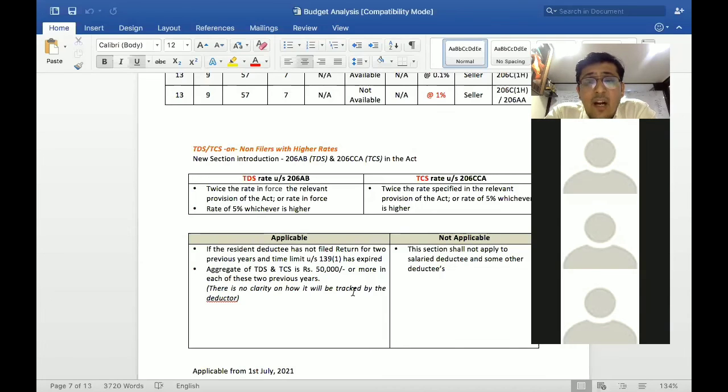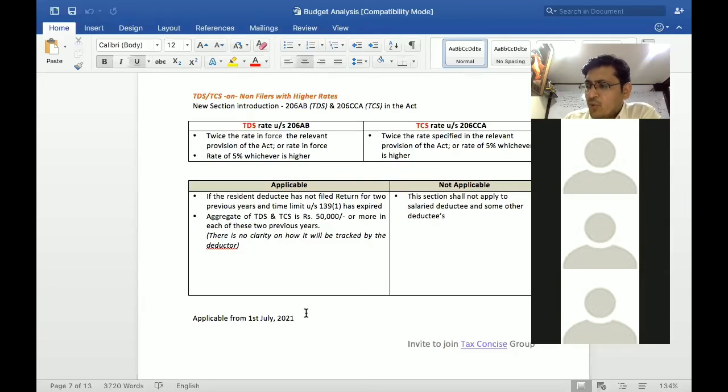Now, of course, the question arises: how do we know as a deductor whether he is a non-filer? So, what I understand is that there will be a mechanism which will come out as a part of the portal, where you would be able to check through PAN number whether the returns are filed or not filed. So, as a part of cross check, we can always see whether he is a filer or not a filer. I think that should be coming out in the near future. Through that mechanism, we will be able to know who is a non-filer, and accordingly, the provision will apply. And of course, this provision is also applicable from July. So, that is one.